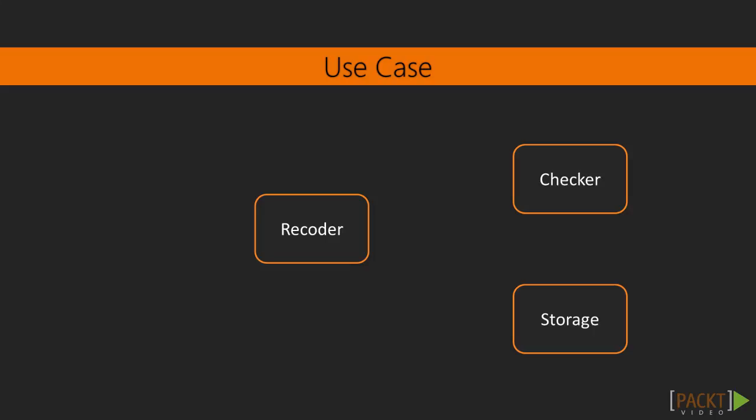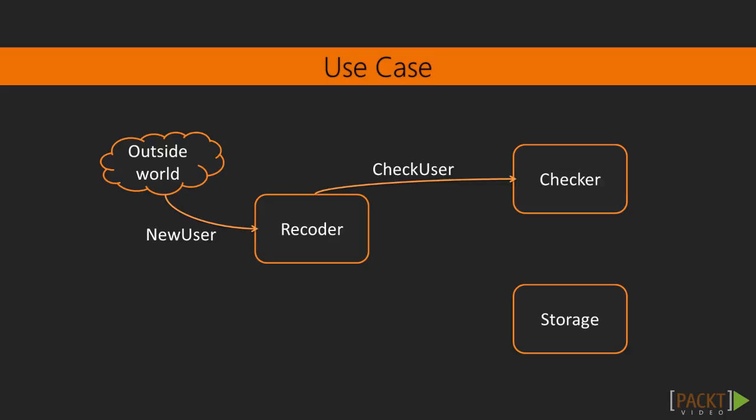The recorder is the actor that is responsible for handling a new user message. When he receives a new user message, he will send a message to the checker to check whether this user is blacklisted or not. When the checker receives a check user message, he will check whether this user is in his list or not. If the user is in the blacklist, the checker will send a black user message to the recorder. And if the user isn't in the blacklist, the checker will send a white user to the recorder. When the recorder receives white user, he will send an add user message to storage.